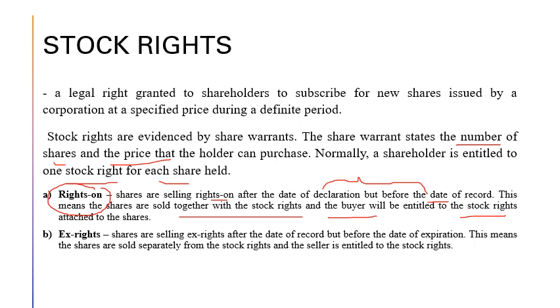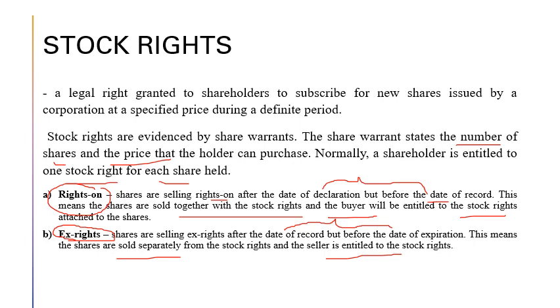If the shares are sold after the date of record but before the date of expiration, these are called shares which are ex rights. This means that the shares are sold separately from the stock rights and the seller is entitled to the stock rights even if the shares are sold.